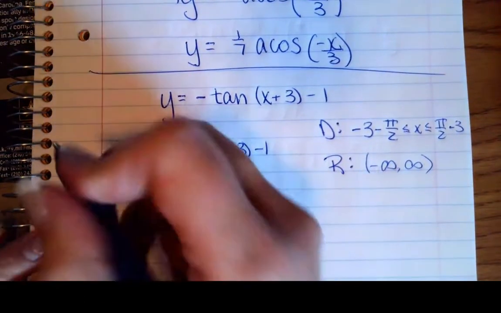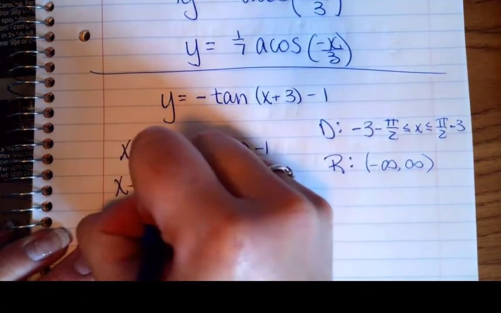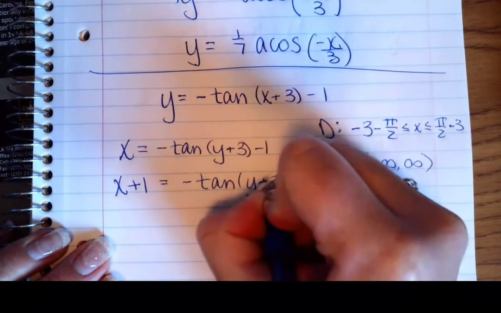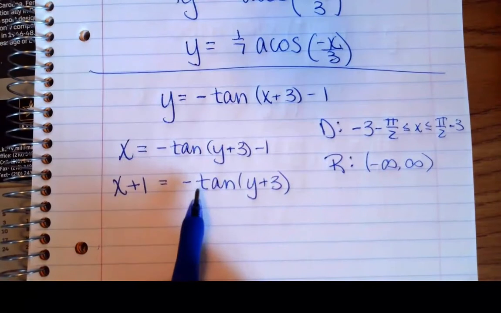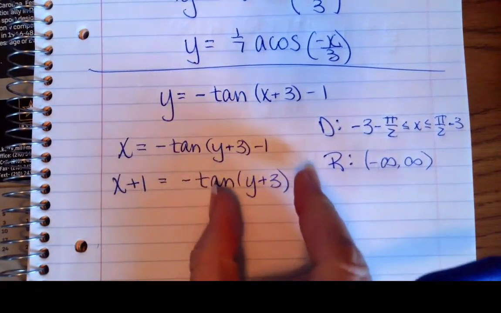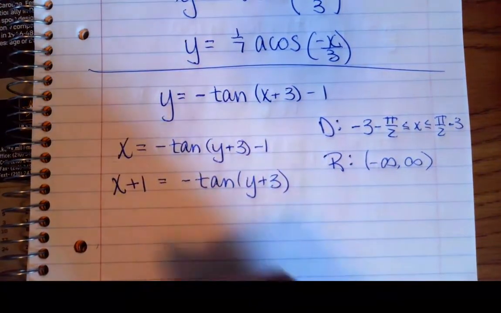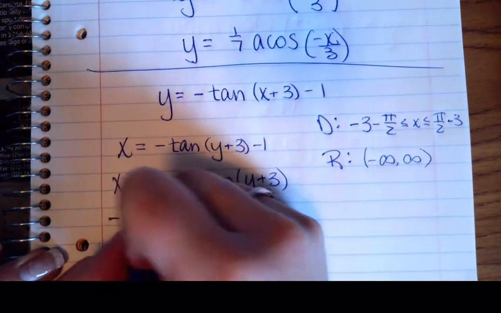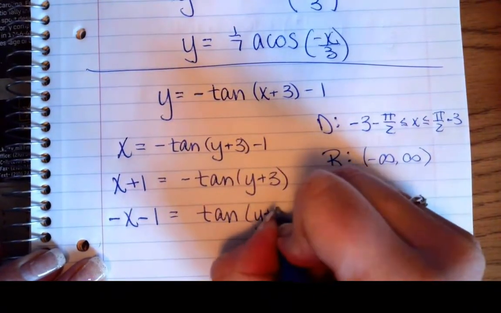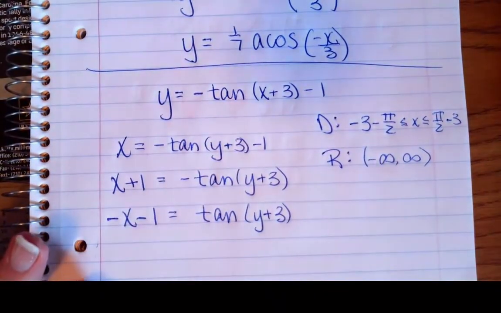So I'm going to add 1 to both sides. So I've got x plus 1 equals negative tangent of y plus 3. And that's almost alone. I need to kill this negative. So I've got this term, and this term, and I'm just going to multiply through by negative 1. So I get negative x minus 1 equals a positive tangent of y plus 3.